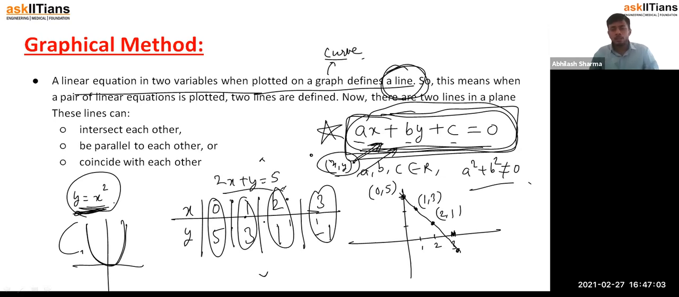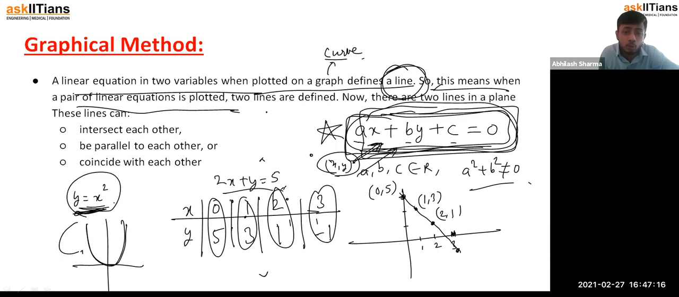So now that we are clear about this representing a straight line, what can we say? That whenever a pair of linear equations is plotted, two lines will be formed. Obviously, because two linear equations means if we want to plot the graph of both of them, two lines will come on the graph paper, right? So two lines will be plotted. Now there are two lines in a plane, so there are only three cases.